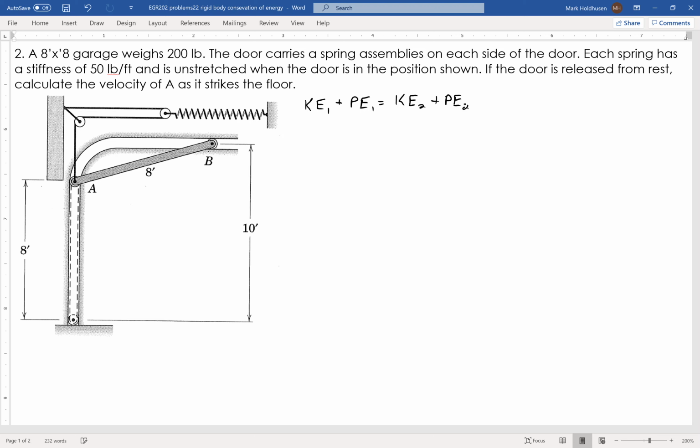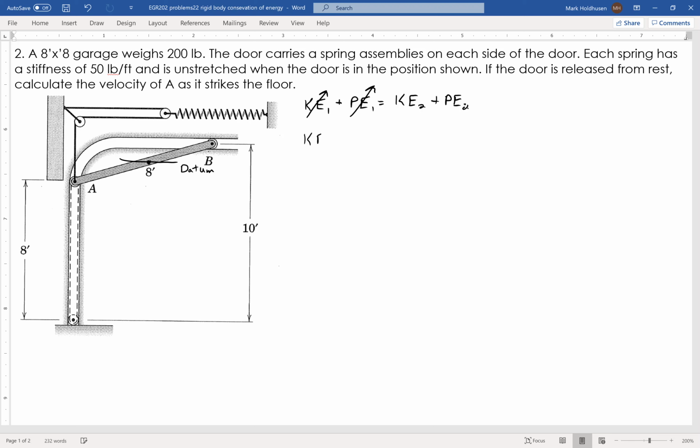Okay, so again, it starts at rest. This guy goes to 0. Okay, we're going to call this our datum. So we start at 0 potential because, again, the springs are unstretched, as well as me calling my 0 datum at that point. So really all we have is the final.